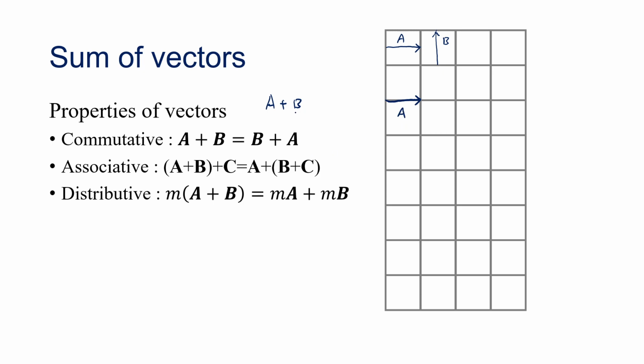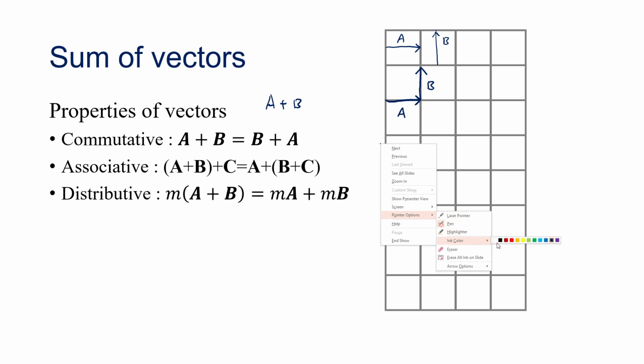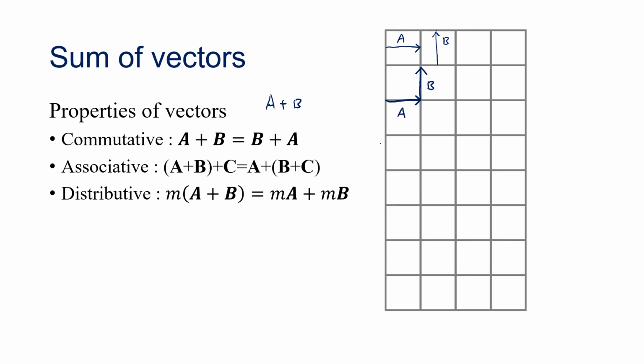And second, we draw B, with the tail of arrow B at the head of arrow A. So something like this. This is the vector B. And the resultant vector, let me use the red color, looks something like this. This red arrow is A plus B.